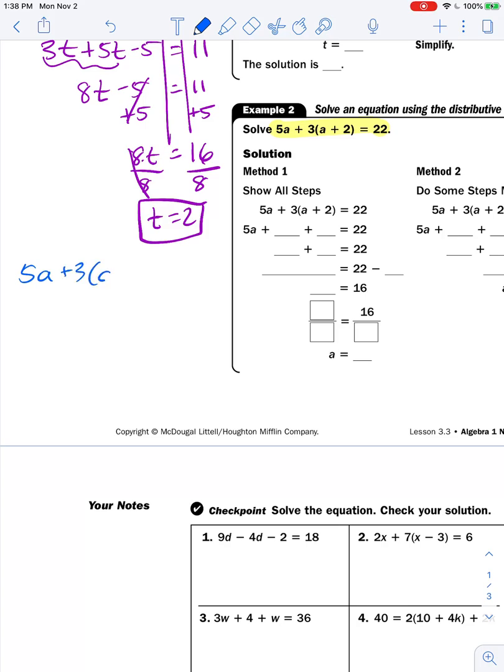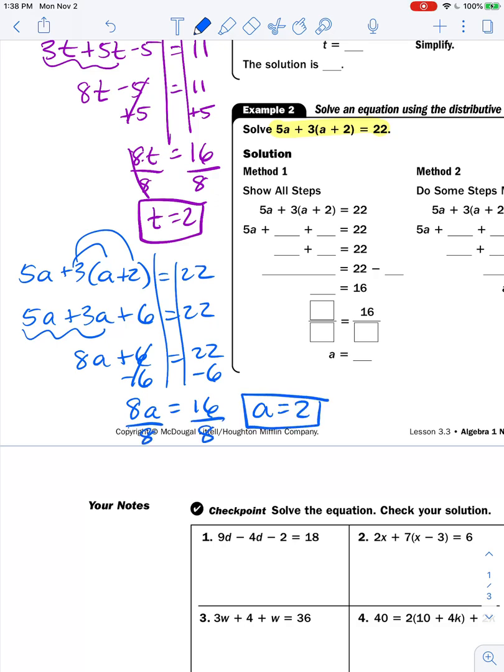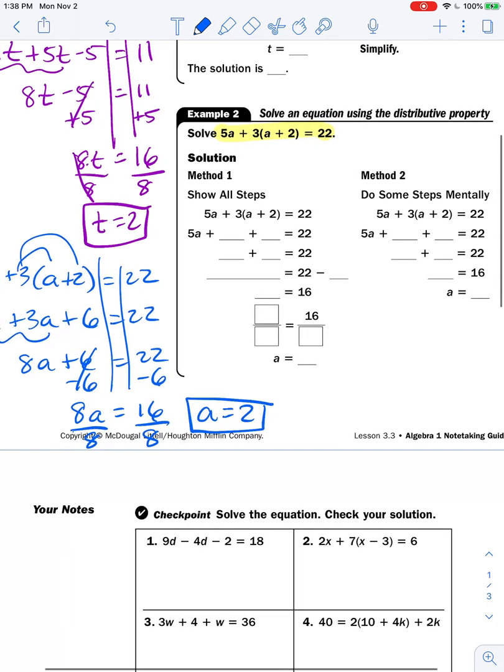So you can see parentheses in this example, which is telling me that I am going to have to start with distributing. So I go ahead and distribute my 3. 3 times a is 3a. 3 times 2 is 6. Then I'm going to go to the second thing on my list, which is combining like terms. So I'll have 8a plus 6 equals 22. I continue on by undoing my addition with subtraction, and I get 8a equals 16. So a, through division, dividing that 8 out of there because it was multiplied in, would be a 2 again.